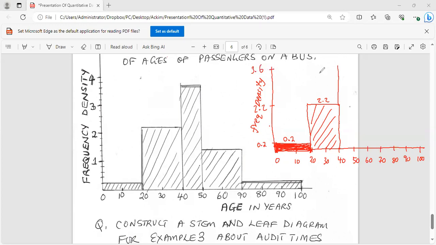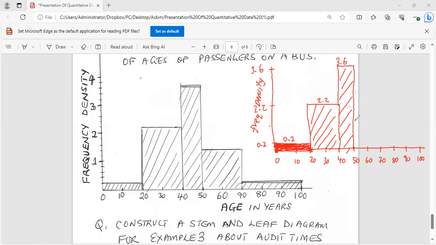The height you figure out, but the width was from 40 to 50. So you see this one is tall, but it is smaller or thinner than the other two because of the class width, which is from 40 to 50. So the bar with 3.6 is narrow because the class width was smaller compared to the other two.